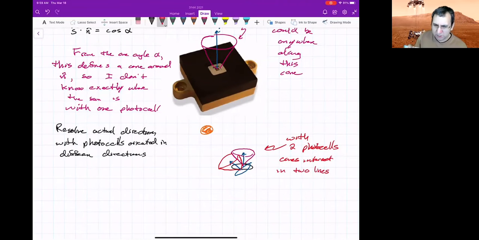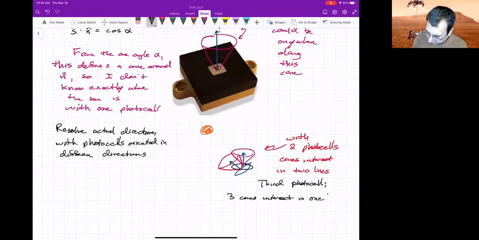You might be thinking, why aren't they just touching? Well, that's if we assume that our two normals just happen to be in the plane of the sun vector. But you've got to think, no, they may not be. So that means there's two possible directions it could be. So with a third photocell, three cones intersect in one line. And that would be giving us what we want, S hat in the body fixed direction.